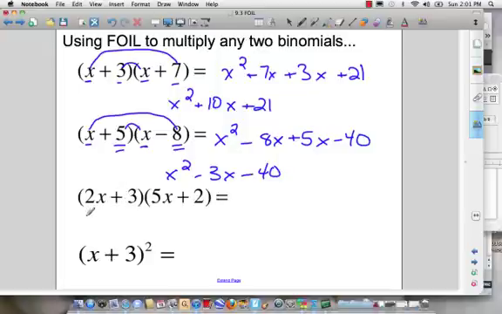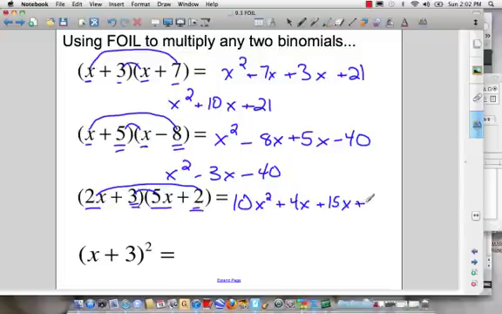Okay, here's an example with coefficients in front of x. So first, we're going to multiply 2x by 5x, and that gives us 10x squared. Now we're going to do the outer, 2x times 2, and that's 4x. Next we do the inner, 3 times 5x is 15x. And finally the last times the last, 3 times 2 is 6. And clean it up, 10x squared plus 19x plus 6.